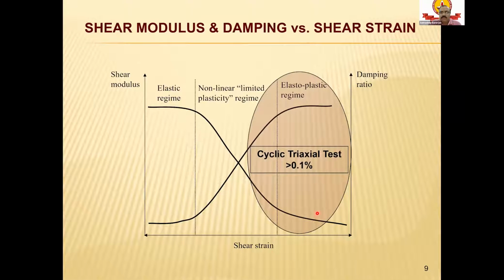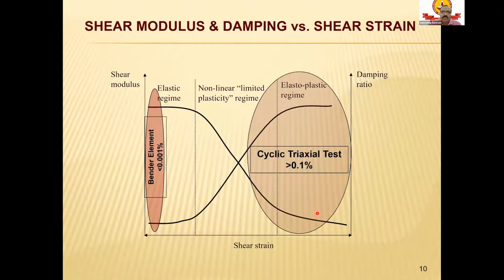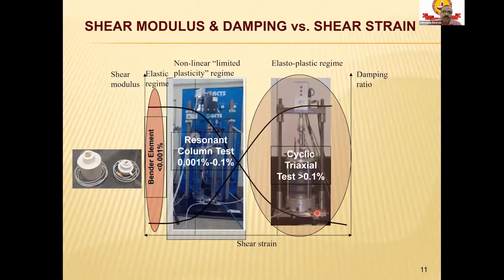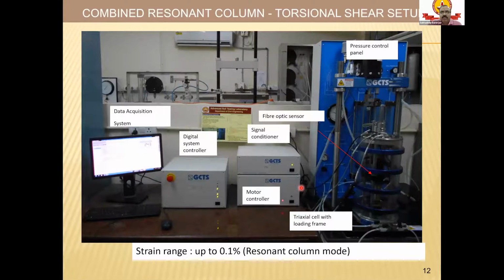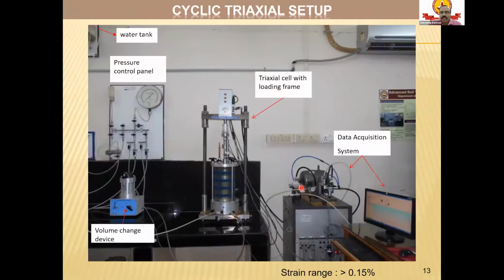To understand all this, you have to have different types of testing. We started with the cyclic triaxial test, which is generally good for higher strain. The bender element test is generally good for very, very small strain. And in between, you have the resonant column, which is pretty good in the medium strain range. If you have all these three, you will get a full spectrum of the shear modulus and damping behavior of a soil. This is a resonant column torsion shear setup at the IIT Madras Advanced Soil Testing Lab. This is our triaxial. Again, we have a new one as well. We have a bender element as well.